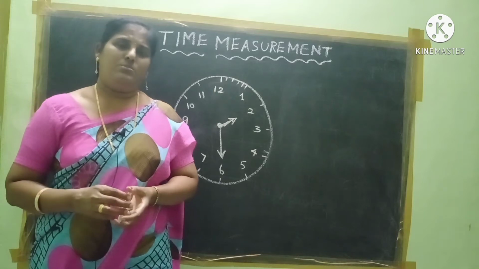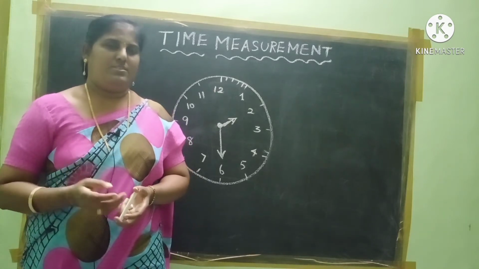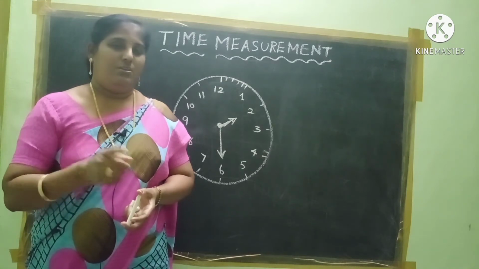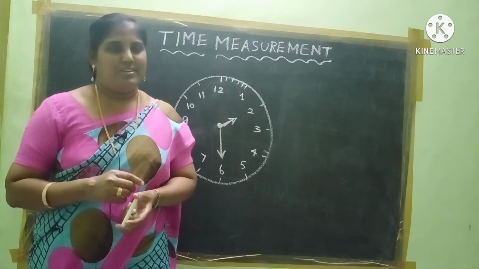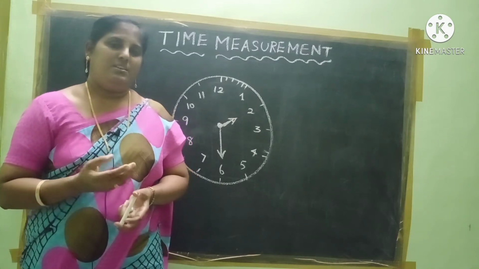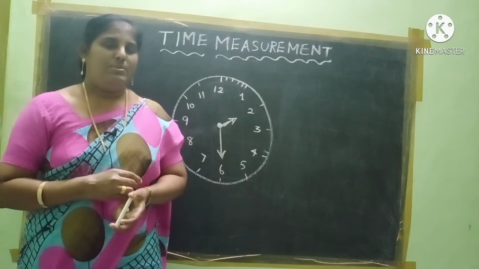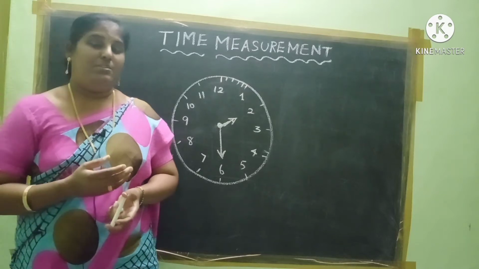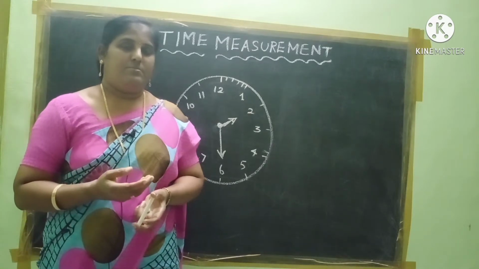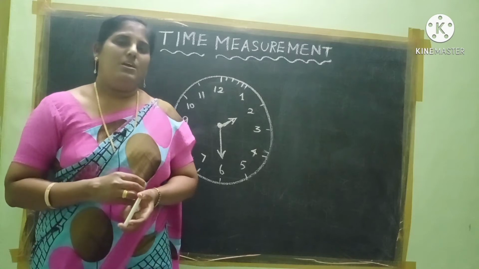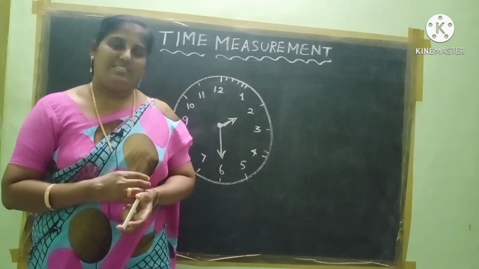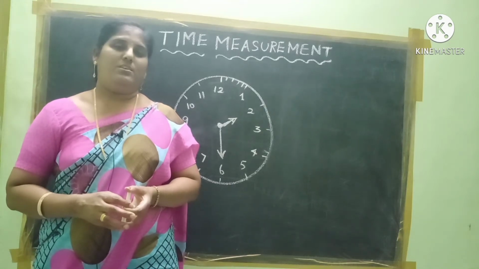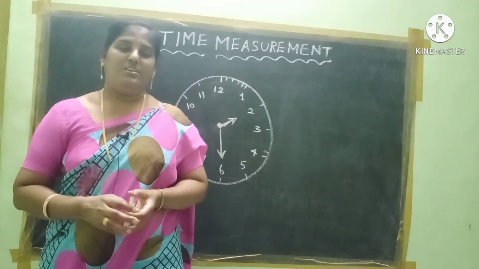Nowadays we are using so many types of clocks to measure time. For example, pendulum clock, quartz clock and then atomic clock. But in the ancient period, people used so many types of clocks. They designed and used clocks, for example, sundial clock, water clock, rope clock, sand clock, candle clock, etc.